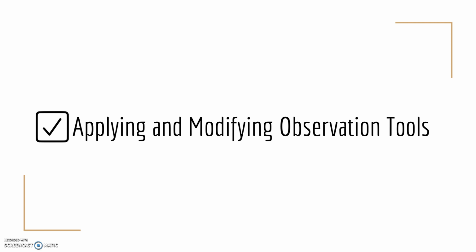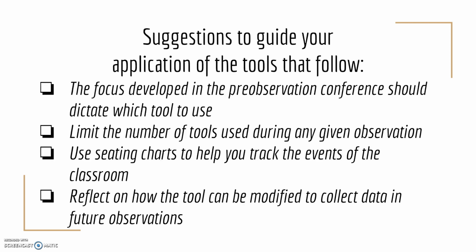So how do we apply and modify observation tools? There are a few suggestions given by this chapter in terms of guiding your application of the tools. The focus developed in the pre-observation conference should dictate which tool to use. Limit the number of tools used during any given observation. Use seating charts to help you track the events of the classroom, and reflect on how the tool can be modified to collect data in future observations.